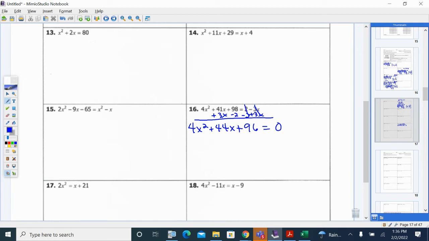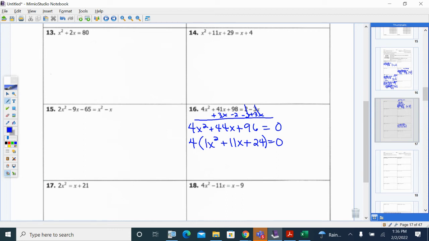And what happens on this one is we end up with the greatest common factor. The GCF on this is 4. So we're going to factor out the 4. And what's left is x squared plus 11x plus 24 equals 0. Now, looking at the inside, x squared plus 11x plus 24, the leading coefficient on the square term is a 1.